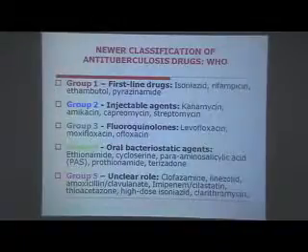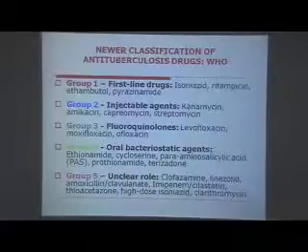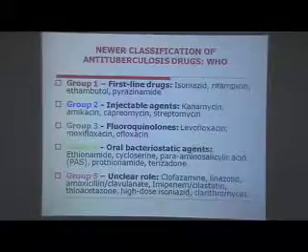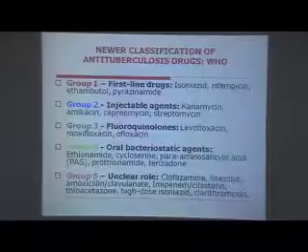Last is group 5, unclear role. You have clofazimine, linezolid, amoxicillin clavulanic acid, imipenem cilastatin, thioacetazone, and high dose isoniazid and clarithromycin. Please remember, all these drugs are also anti-TB drugs.